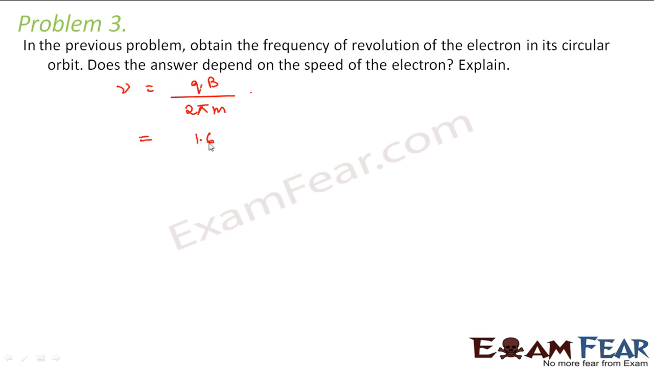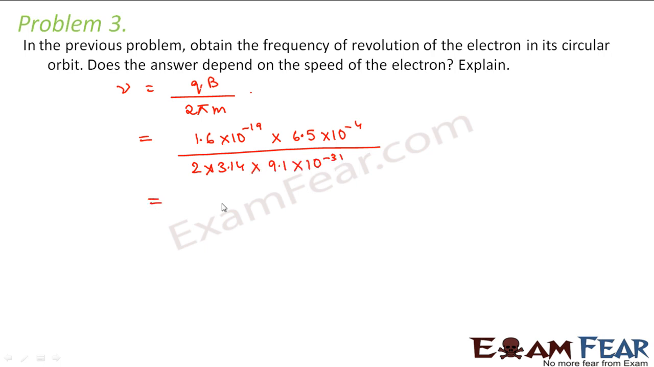So now in this, if you put the values, it is 1.6 into 10 to the power minus 19 into B, that is magnetic field, which is 6.5 into 10 to the power minus 4, divided by 2 into pi into m, that is mass of electron, which is 9.1 into 10 to the power minus 31. It comes out to be 18 megahertz. Right, so this is the frequency of revolution.